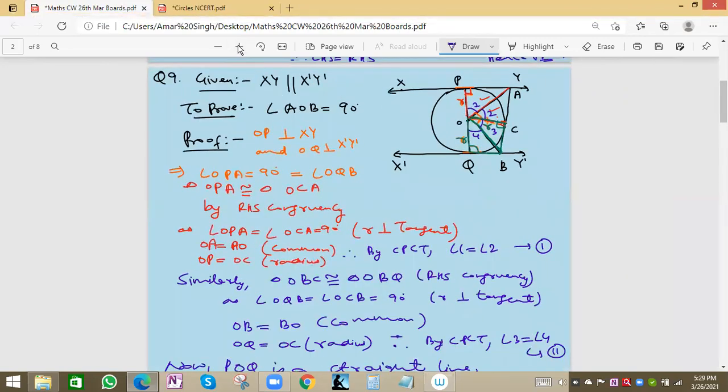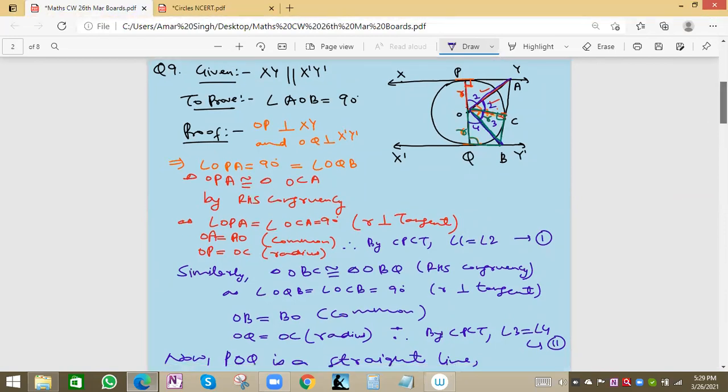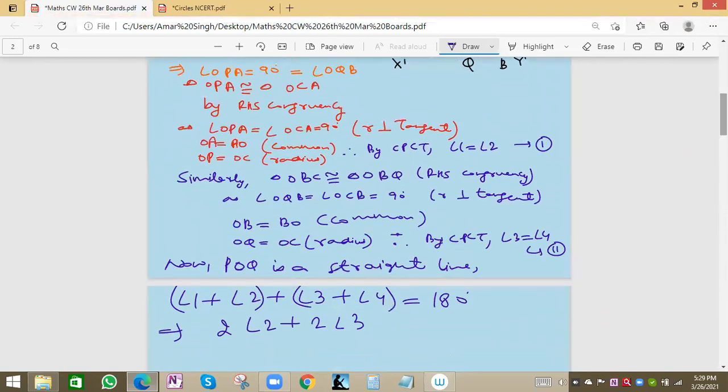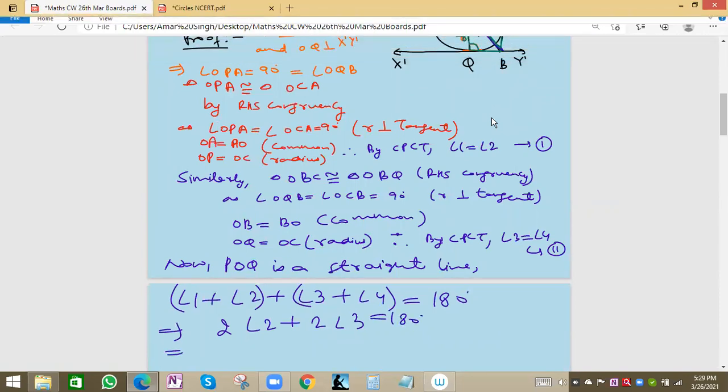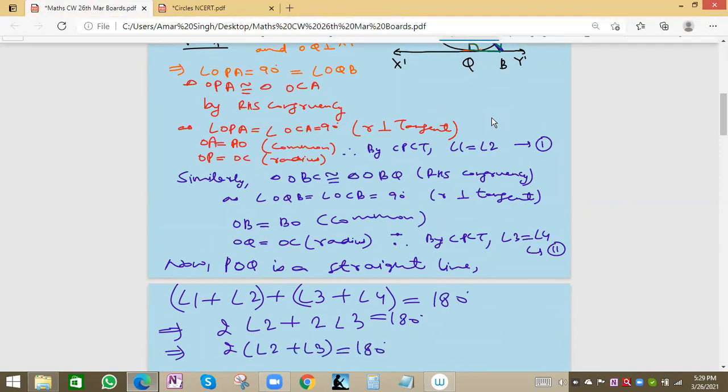2 and 3 are important because 2 will take this one, and 3 will take this one, and combining 2 and 3 will give us this angle AOB. So twice of angle 2 plus twice of angle 3 will be equal to 180. So 2 we can take common.